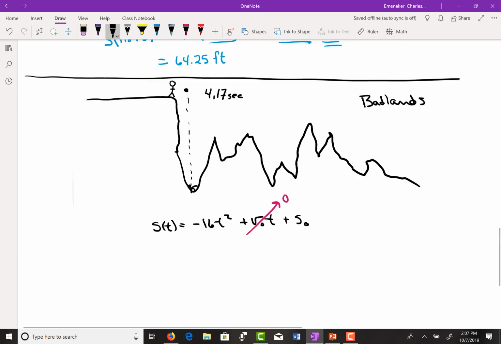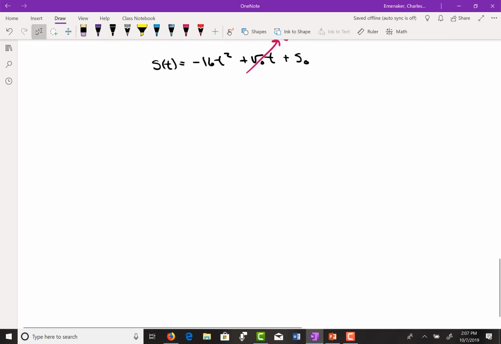Now, we've got our time. What would we say it was? T equals 4.17 seconds. We can start plugging some stuff in. We've got negative 16 times 4.17 squared.